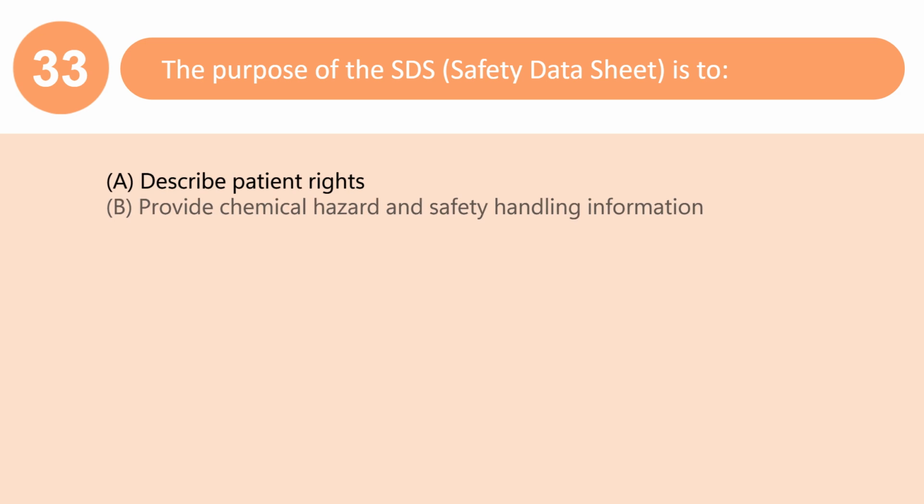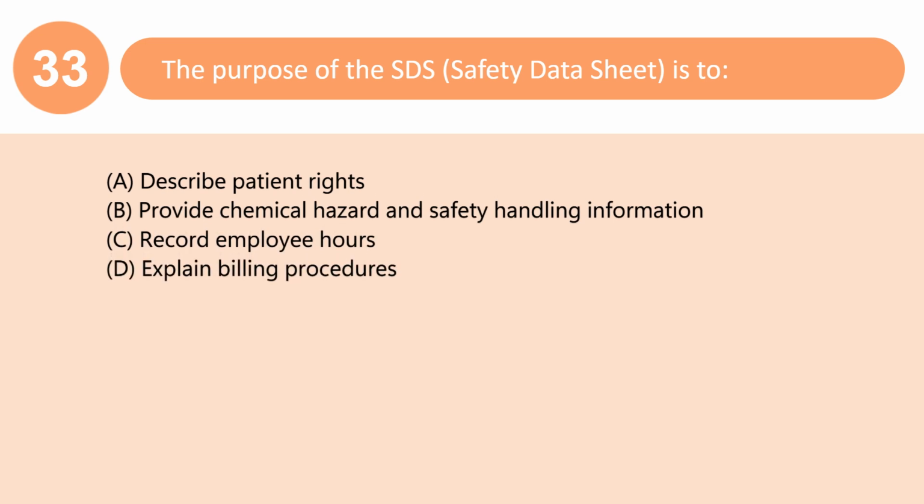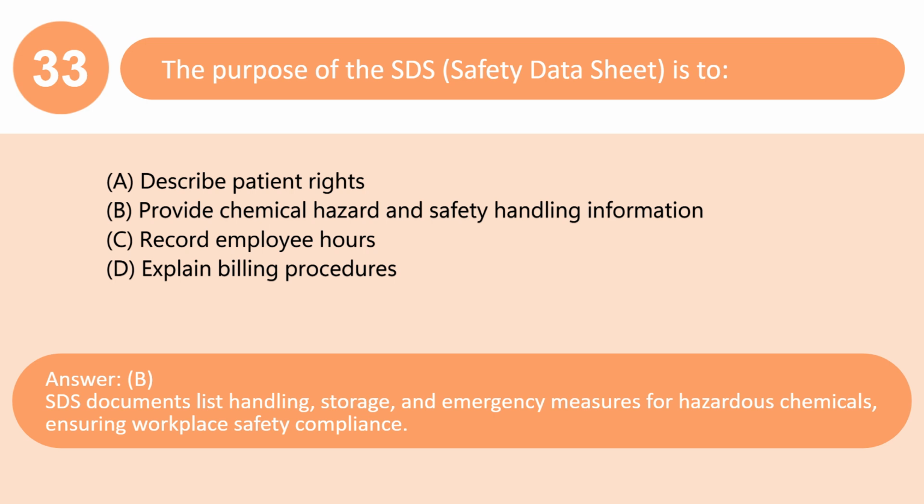The purpose of the SDS safety data sheet is to A. Describe patient rights, B. Provide chemical hazard and safety handling information, C. Record employee hours, D. Explain billing procedures. Answer B. SDS documents list handling, storage, and emergency measures for hazardous chemicals, ensuring workplace safety compliance.